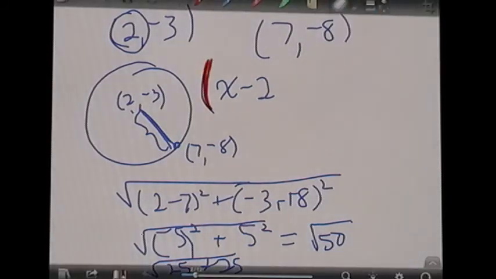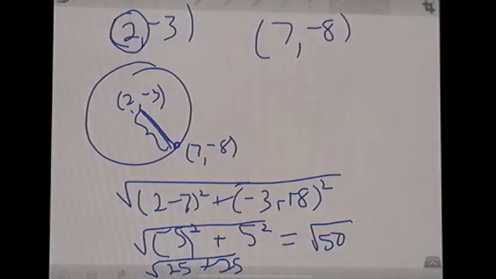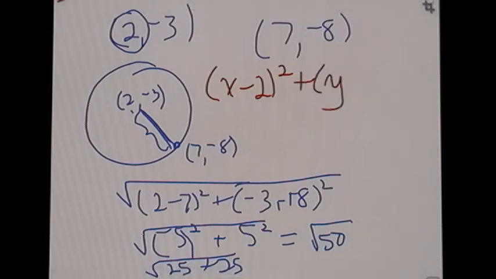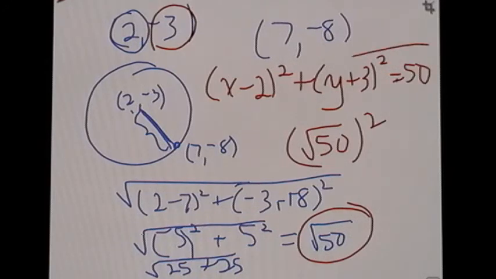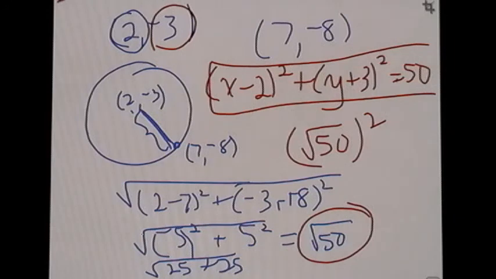X minus 2 squared plus y, opposite of negative 3, is plus 3, squared equals the radius squared. And what is the square root of 50 squared? It's just 50. So you don't have to do any of that with the square root. So that has an equation of x minus 2 squared plus y plus 3 squared equals 50.